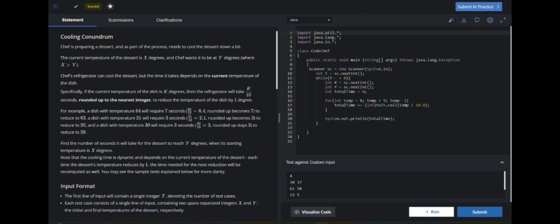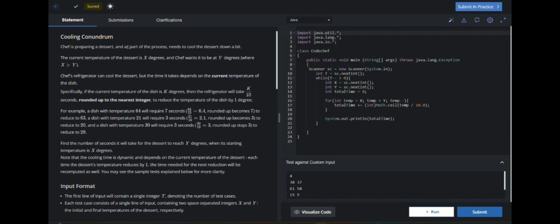In today's video, we will be discussing the three problems of the CodeChef contest which was held today, that is Starters 245D. So let's get started. The second problem name is Cooling Conundrum.